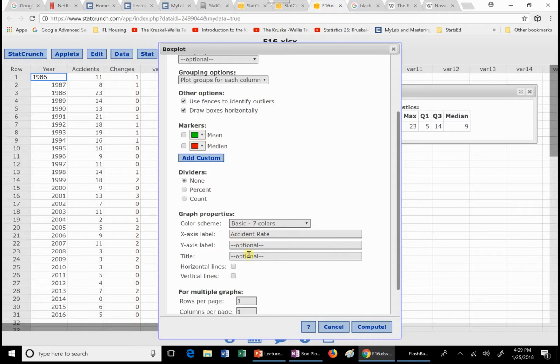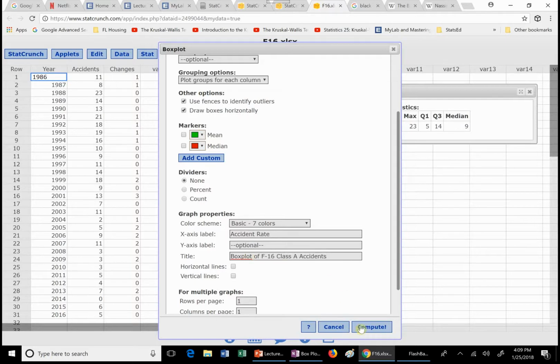There is no Y label, so you can make this as wide or as fat as you want. I mean, you want to make it pleasing to the eye, but there is no Y label. This is not like a histogram. And then you go ahead and put your title. So I'd say box plot of F16 Class A accidents.